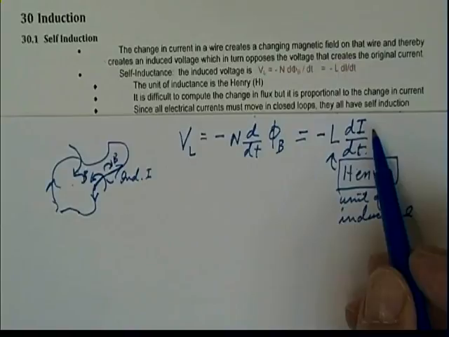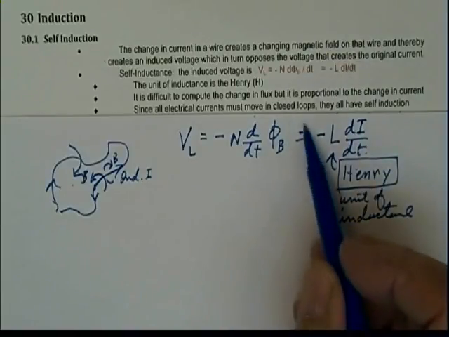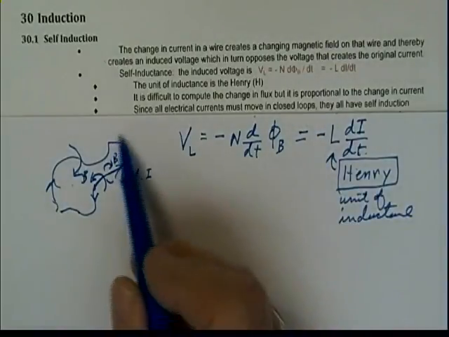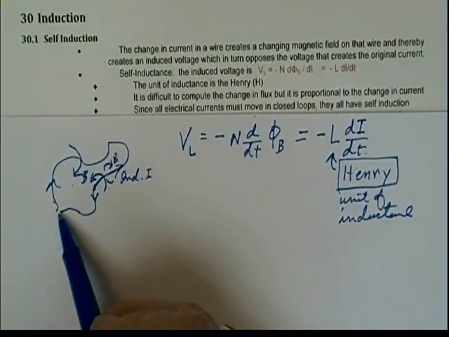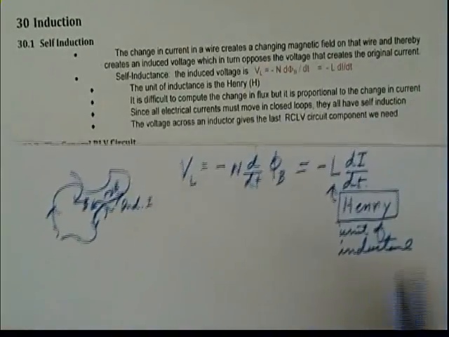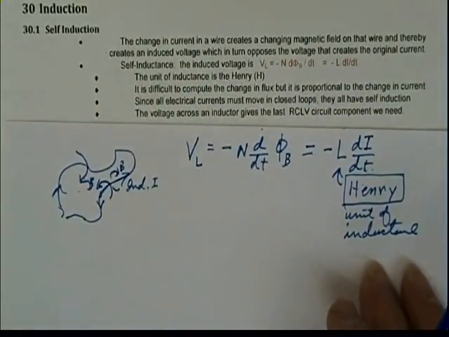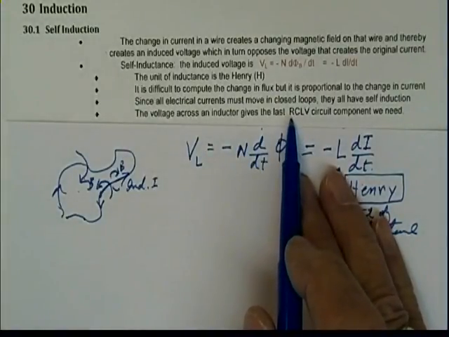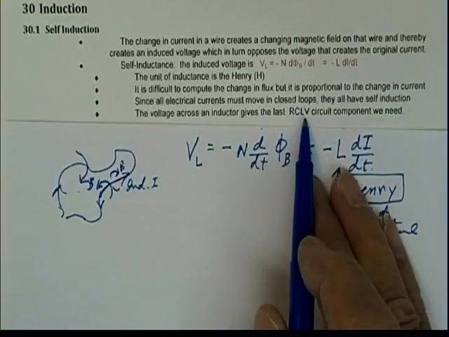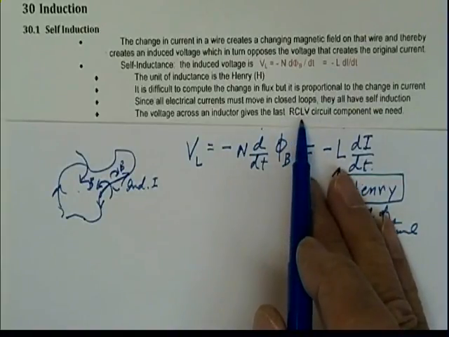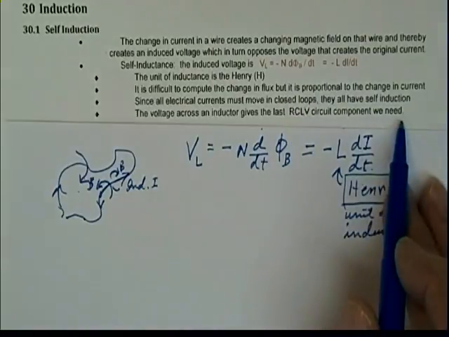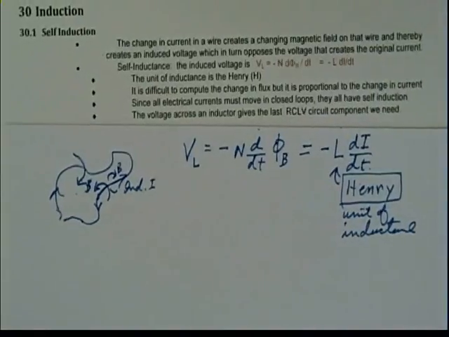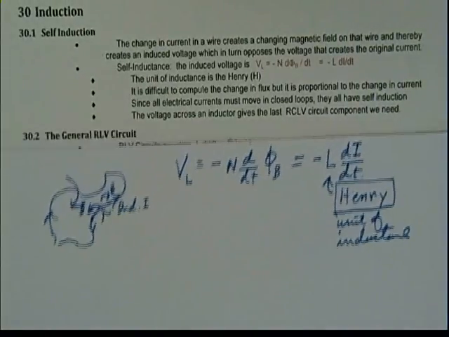Every electrical current is in some form of closed loop, because the electrons have to flow around and come back to where they started from. And therefore, everything has some kind of induction, self-induction. So the voltage across an inductor gives the last component of what we call the RCL circuit, resistor, capacitor, inductor, and voltage current components that we need to discuss electrical currents in general.